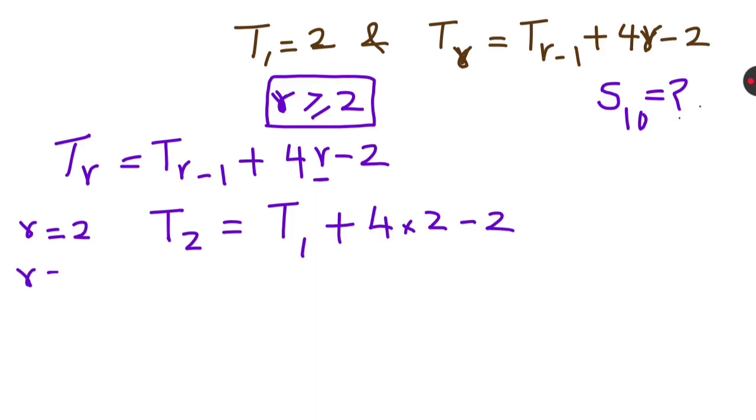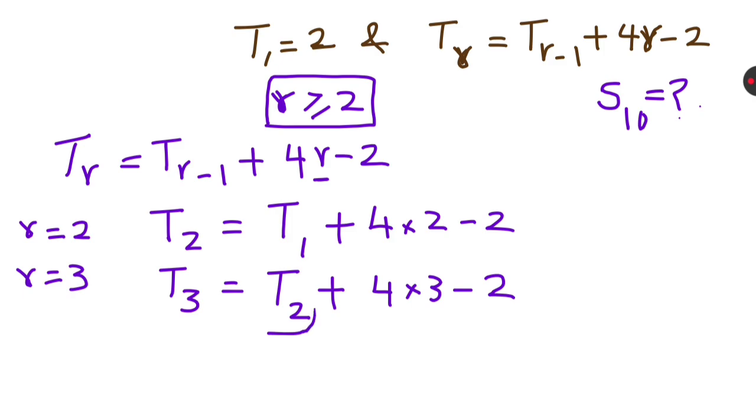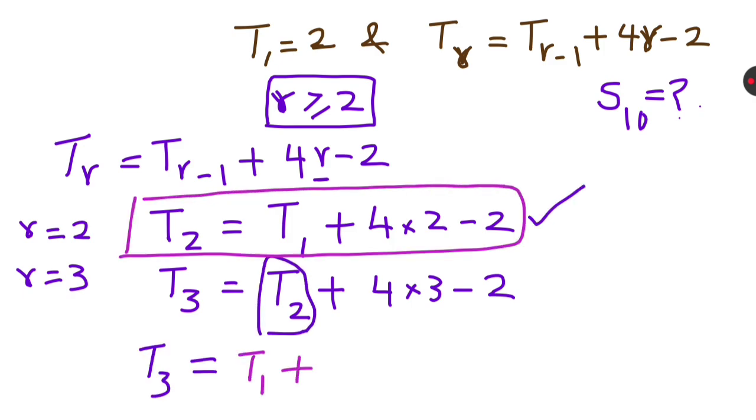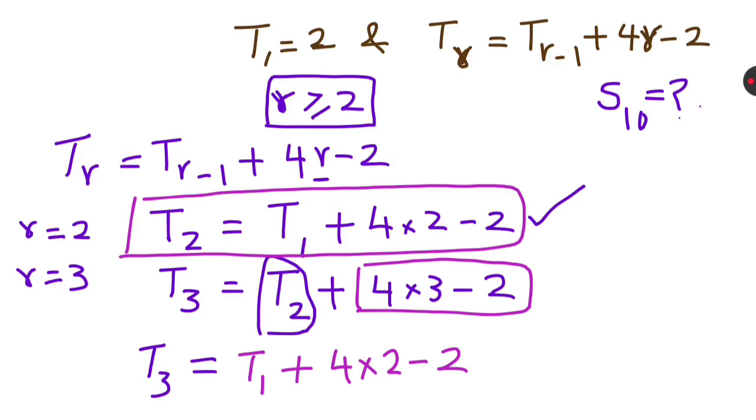Now let's take r as 3. So t3 equal to t(r minus 1), that is 3 minus 1, which is t2, plus 4r minus 2, that is 4 times 3 minus 2. And we know the t2 value. What is t2? t1 plus 4 times 2 minus 2. So this is the value of t2. Still we have 4 times 3 minus 2. So let's take that plus 4 times 3 minus 2.